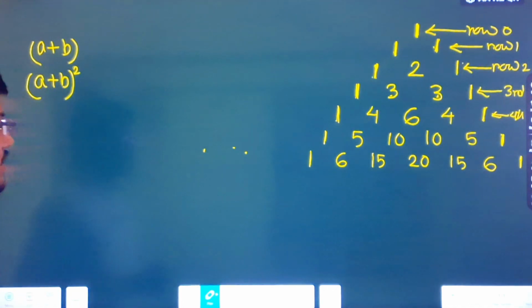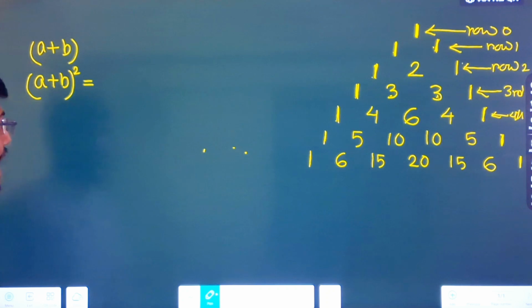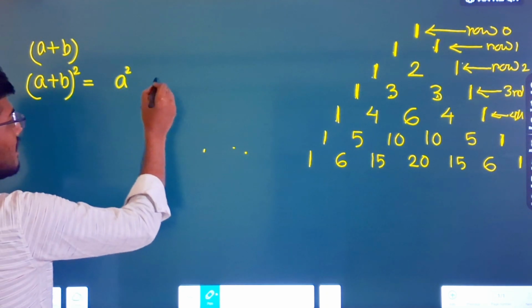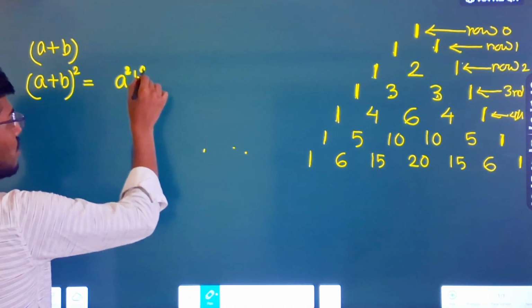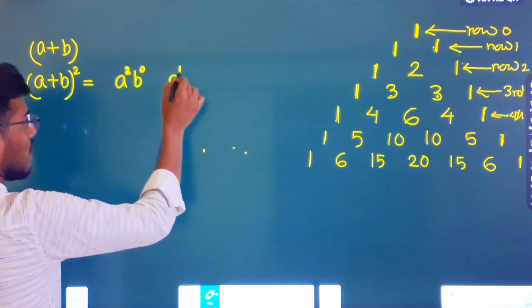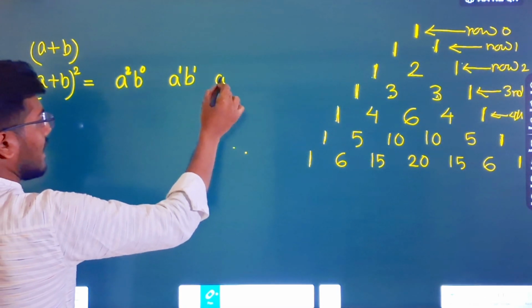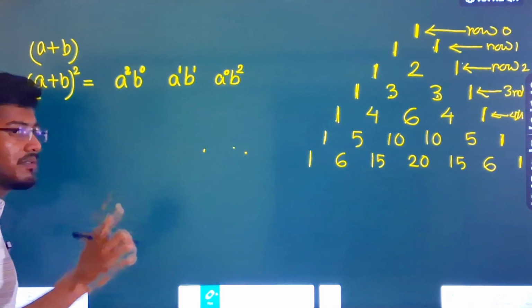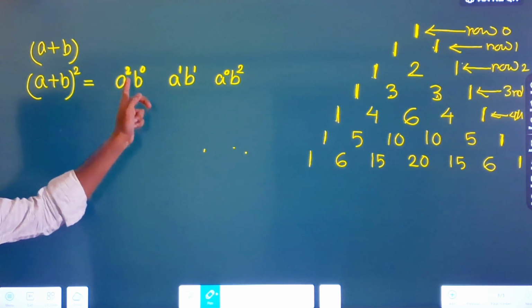Whenever you find the formula of (a + b) whole square, at first you write down a square, where the power of a is 2 and the power of b is 0. Next, the power of a decreases by 1, that means 1, and the power of b increases by 1, that means 1. Next, the power of a decreases by 1, that means 0, and the power of b increases by 1, that means 2. One thing you have to notice: the power of a decreases and the power of b increases.